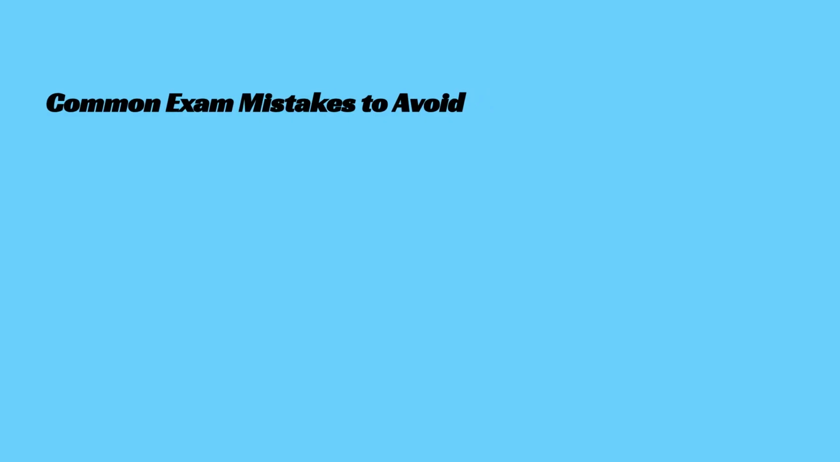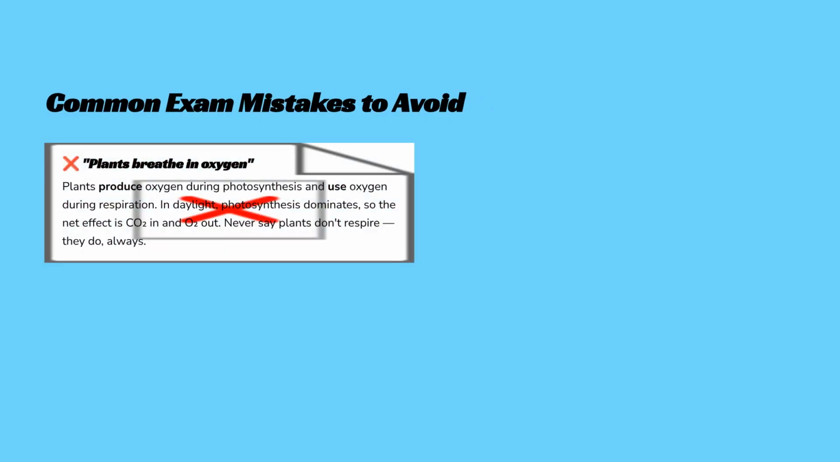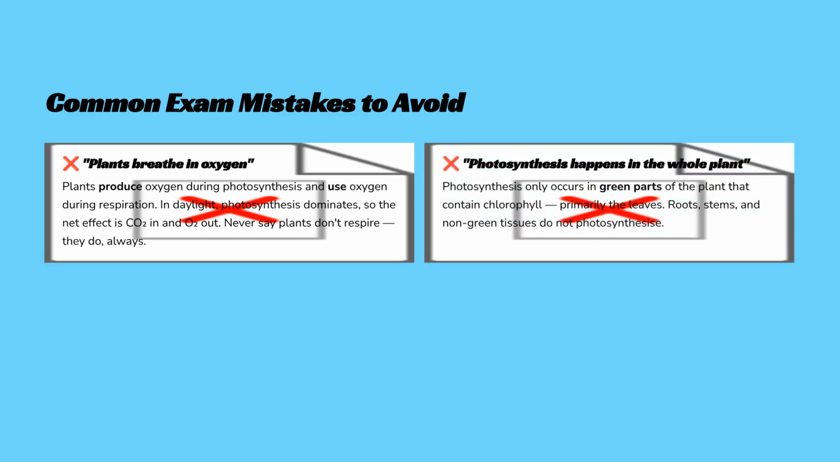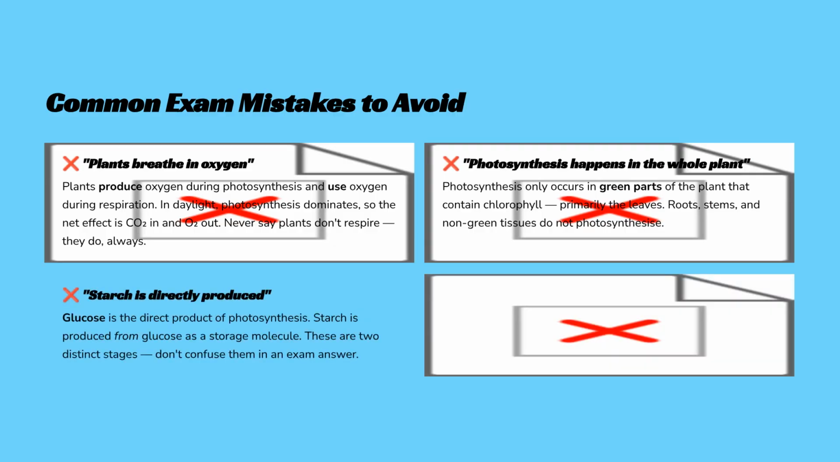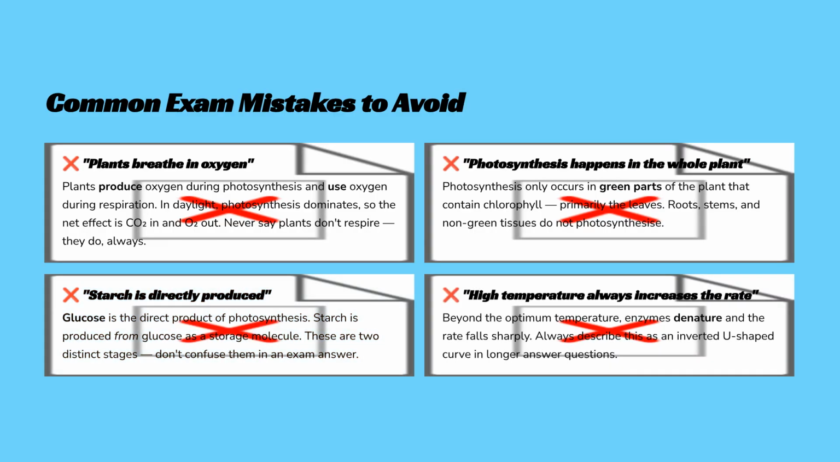Avoid common exam mistakes. Plants produce and use oxygen. They always respire. Photosynthesis only happens in green parts of the plant containing chlorophyll. Glucose is the direct product, starch is for storage. And high temperature causes denaturation, dropping the rate sharply.